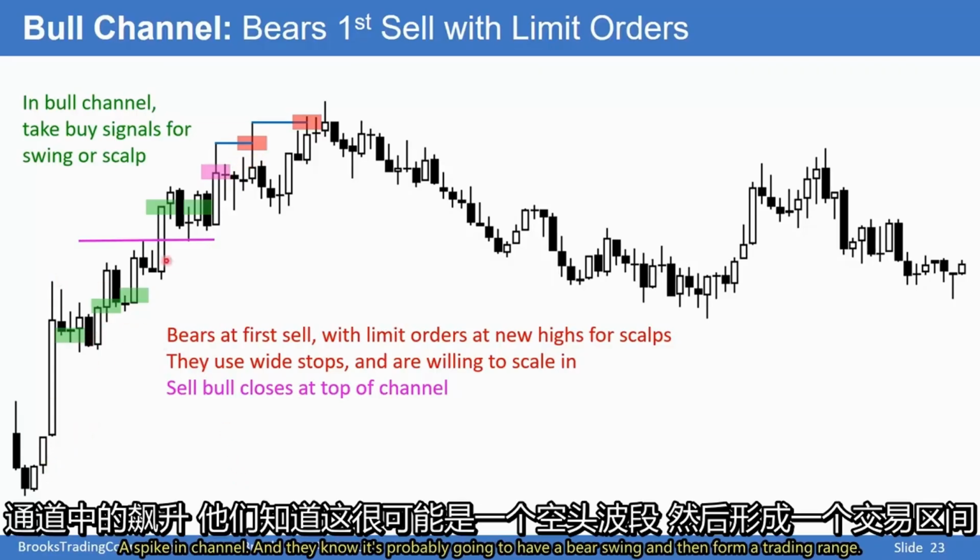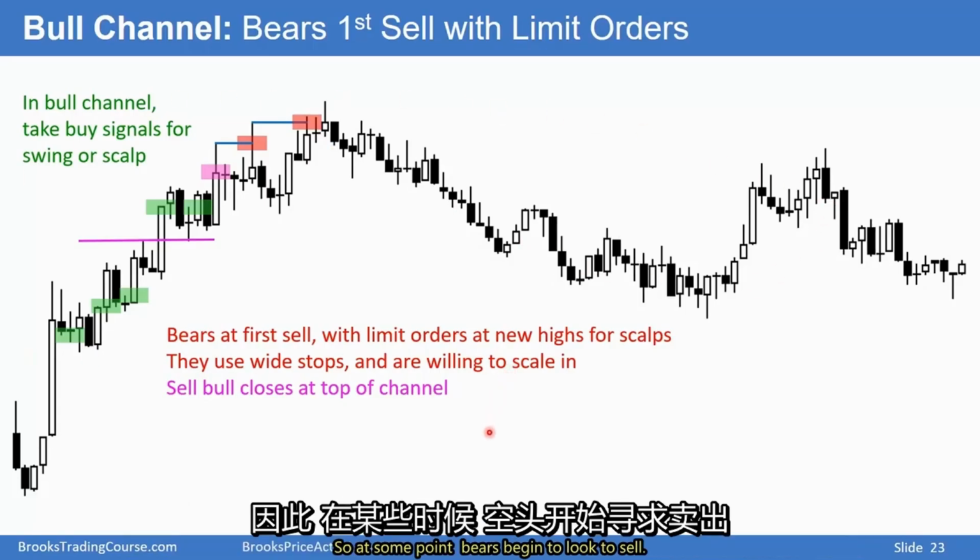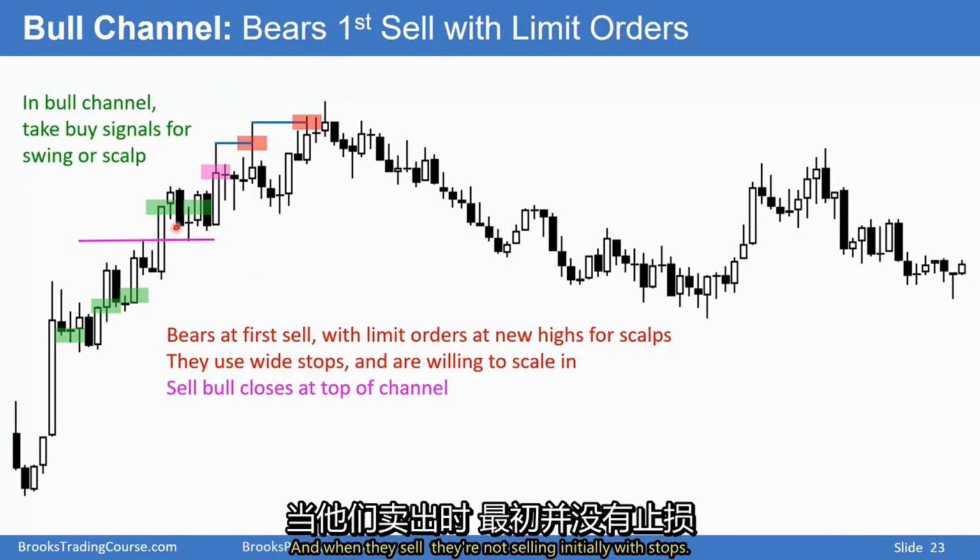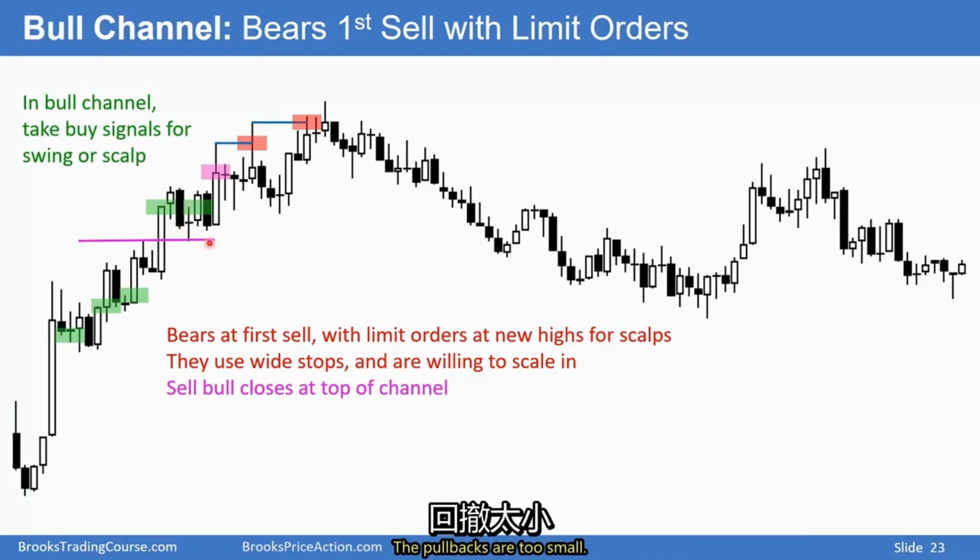Bears see this as well, a spike in channel, and they know it's probably going to have a bear swing and then form a trading range. So at some point, bears begin to look to sell. And when they sell, they're not selling initially with stops. The channel is too tight, the pullbacks are too small.